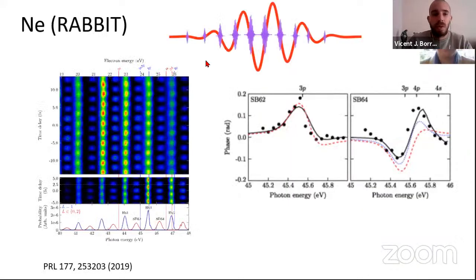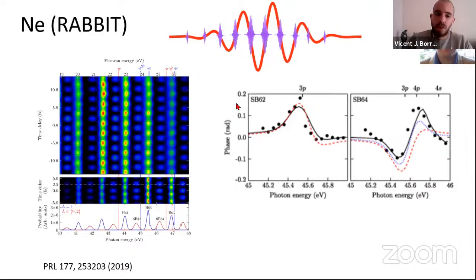Now I'm showing the results produced by Leon in the neon atom. It was the first time we considered excitation between continuum states with the HChem code. So what he did was to reproduce a RABBIT experiment doing time-dependent propagation with the information obtained by the HChem code. And in the experiment, they were exploring an energy region where there were different resonances.